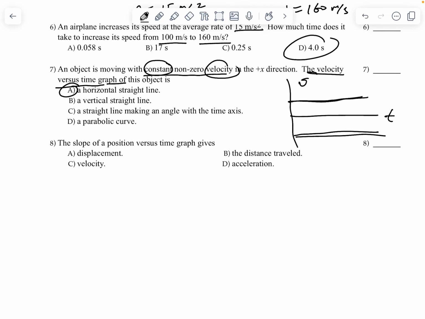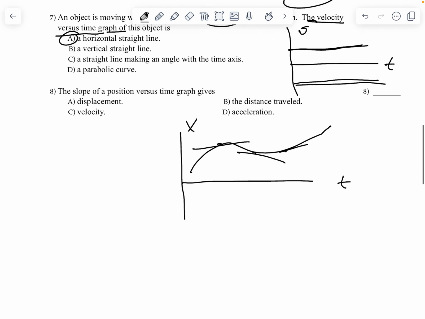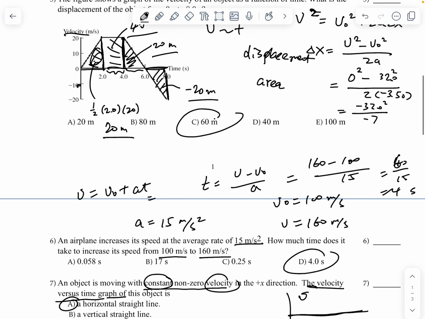Number 8. The slope of a position-time graph gives, okay, so this is a position-time graph. The slope at any point gives you the velocity. So it's this one. The slope of a position-time graph is the velocity. So slope gives you velocity.